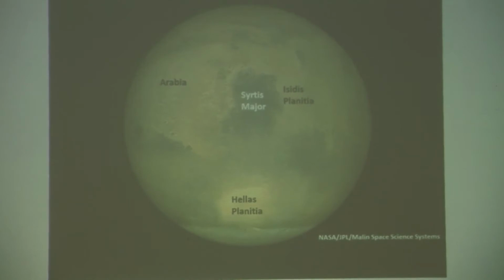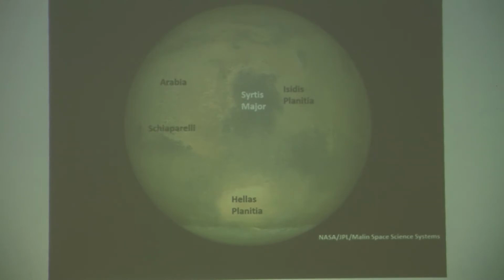Down below it, you have Hellas Planitia. It's the lowest place on Mars, and that's important because you'll have the greatest atmospheric pressure there. And so when people are there and we're starting to terraform things, and the oxygen levels are coming up, that'll be the first place you'll be able to walk around without much oxygen.